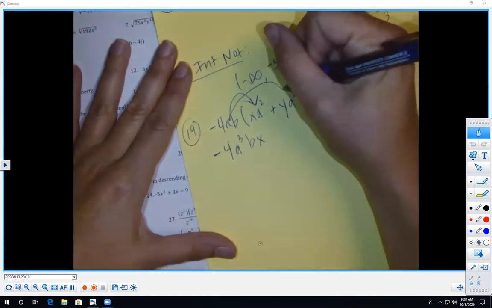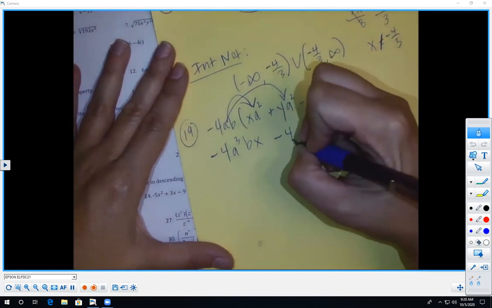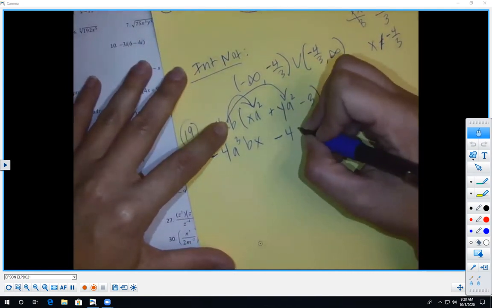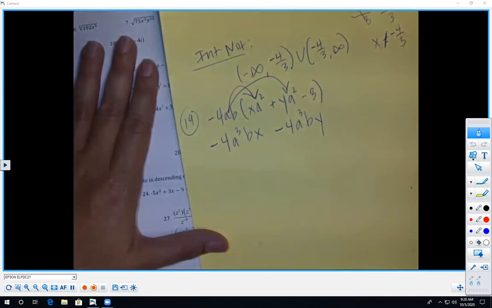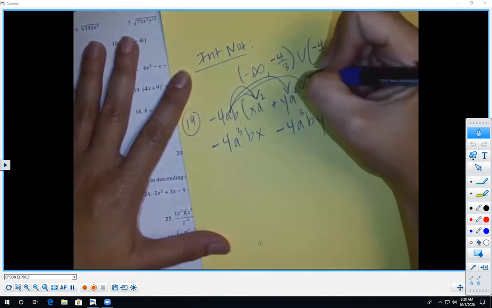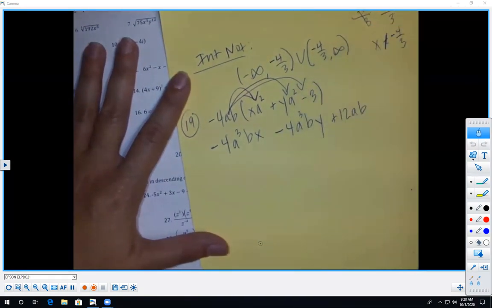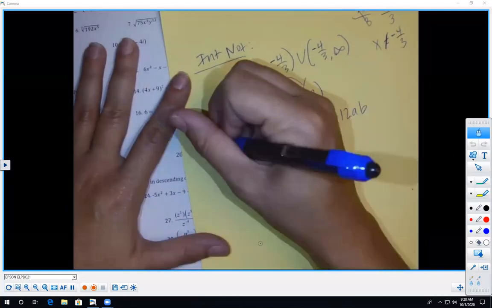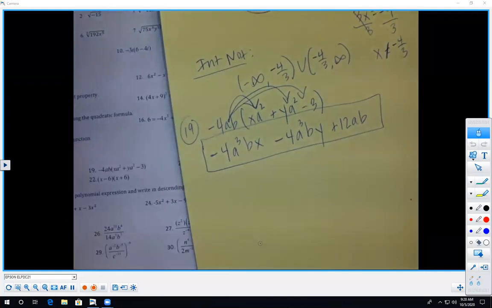Okay, negative 4ab times ya squared would be negative 4. A times a squared is a to the third, b y. And then my last term, negative 4ab times negative 3 is positive 12ab. And that's your answer. You can't combine any like terms because there aren't like terms.